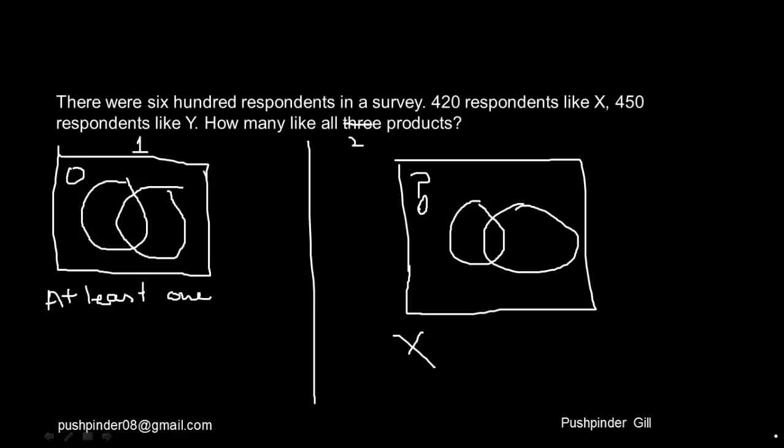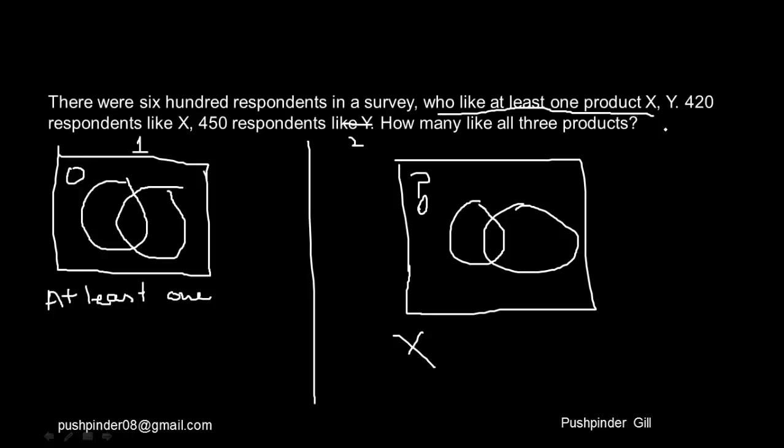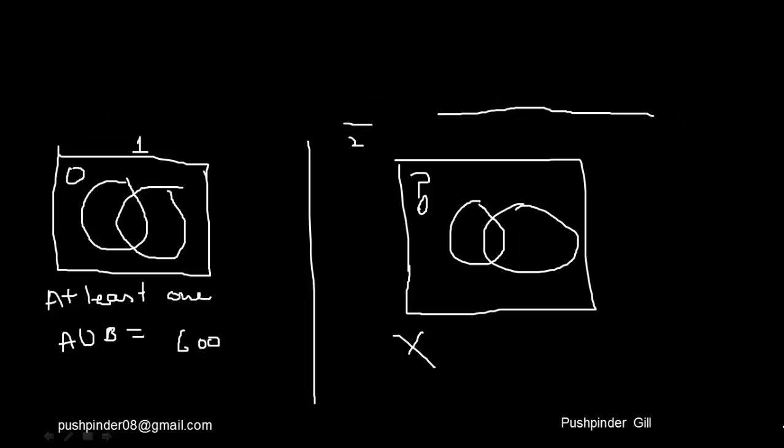If this line is given, who like at least one of the products, that means A union B is equal to the total number of respondents. But if it is not given that everyone likes at least one of the products, then I would need to find how many people do not like any of the products, and then I can go about it. Right? So I hope everyone understood. This is a little tricky, but very important for you to understand set theory questions. Okay, so let's go ahead.